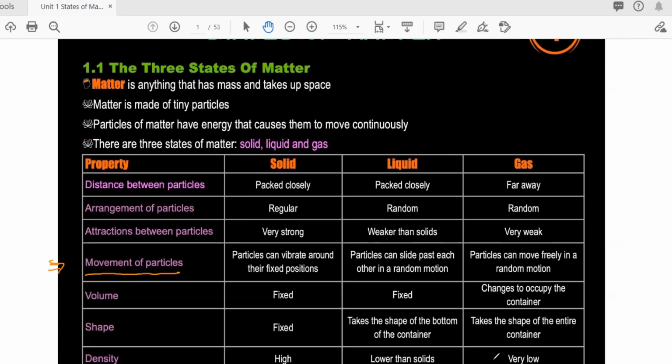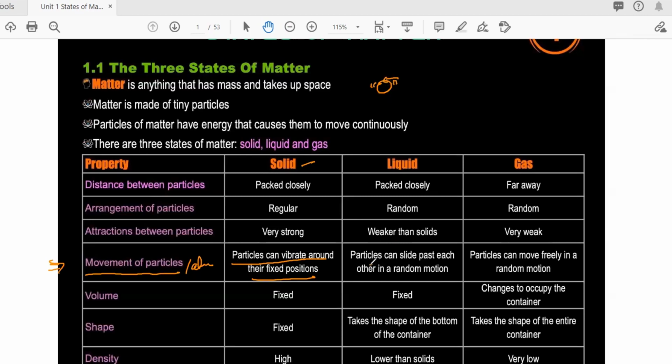Okay, thank you. Then we have the movement of the particles. The particles or atoms in solids, how they move. Particles can vibrate around their fixed position. For example, if you have an atom in a solid, it can just vibrate. It can come here, but again it will come back to its original position.